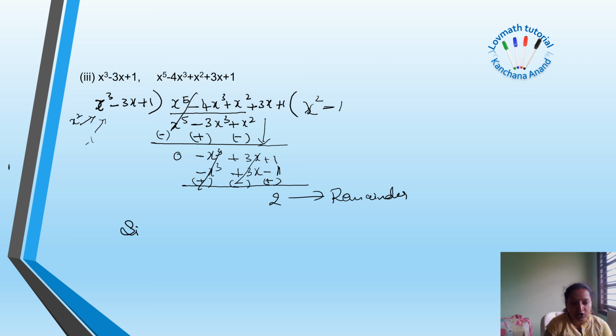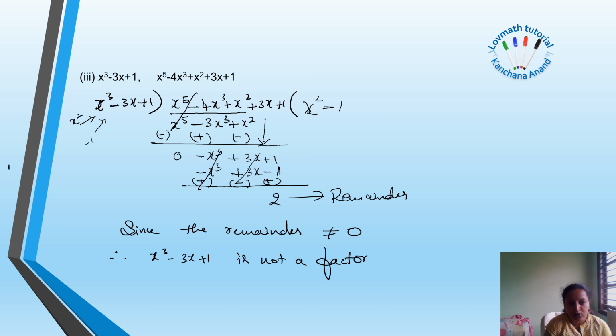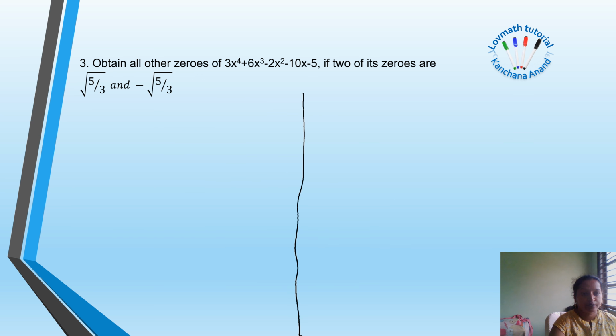Since the remainder is not equal to 0, therefore x cube minus 3x plus 1 is not a factor of x to the power of 5 minus 4x cube plus x square plus 3x plus 1. Now let us jump on to the next.